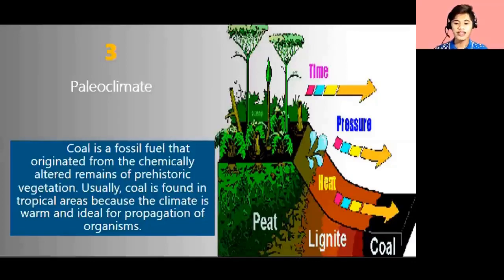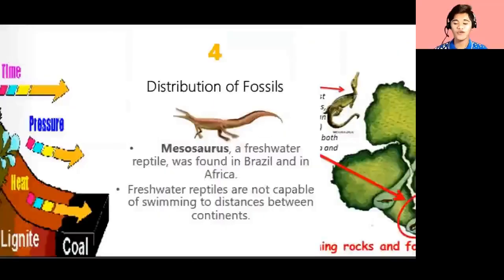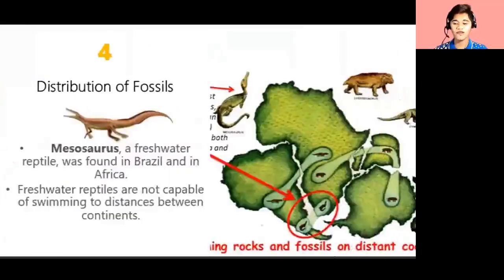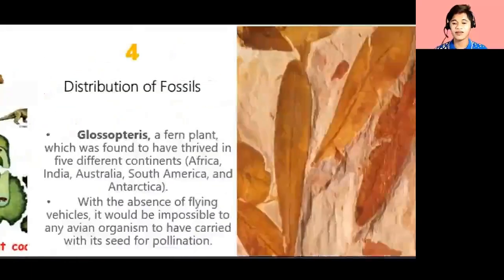Next on the list is the distribution of fossils. It was discovered that there were remains of freshwater reptiles such as Mesosaurus, a freshwater reptile found in Brazil and in Africa. In those era, freshwater reptiles are not capable of swimming to distances between continents.